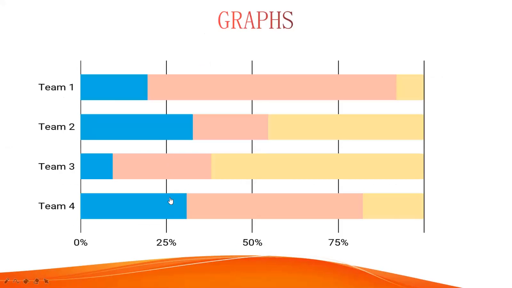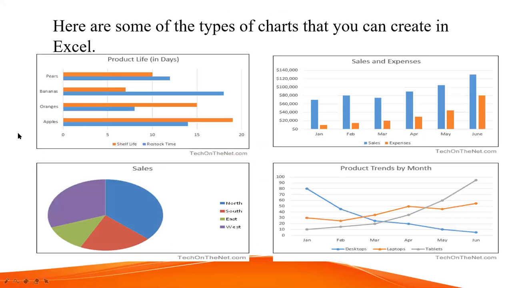These are the graphs, different graphs, team 1, team 2, and their functions and operations. Now these are the types of charts. This is a pie chart, line chart, bar chart, right? These are some of the types of charts that you can create in Excel.